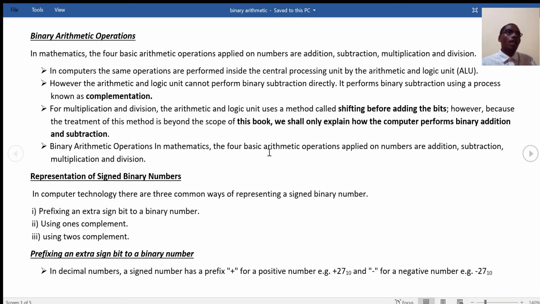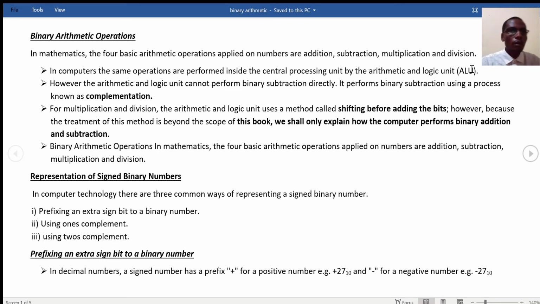Today we are going to learn about binary arithmetic operations. This is how we can add, subtract, multiply and also divide binary numbers.